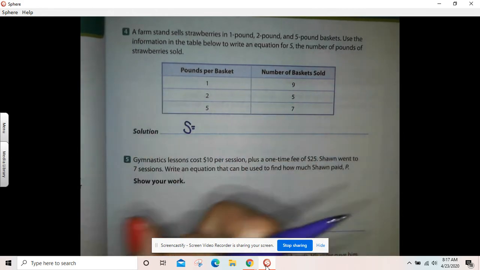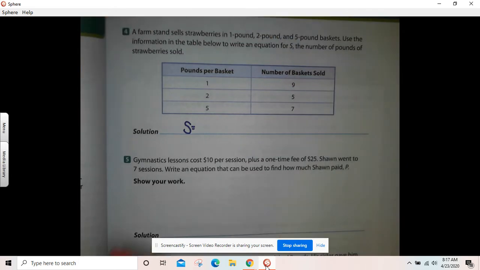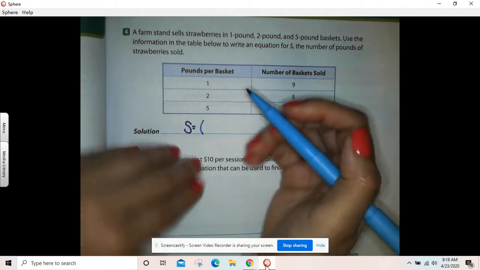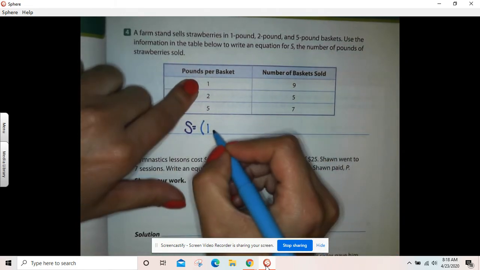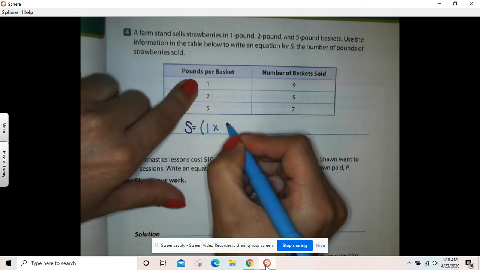and they sold 9 of those. So I'm going to go ahead and make part of my equation for that. I'm going to use my parentheses, and I'm going to say 1 basket, or 1 pound baskets, times 9. Okay.